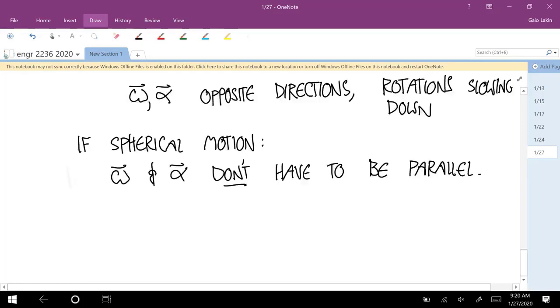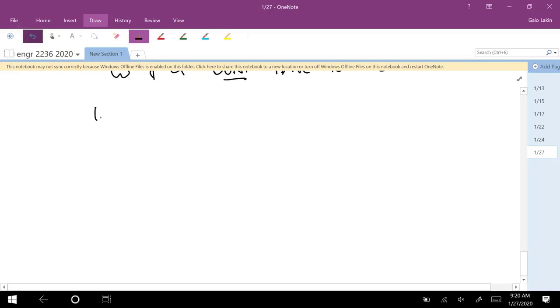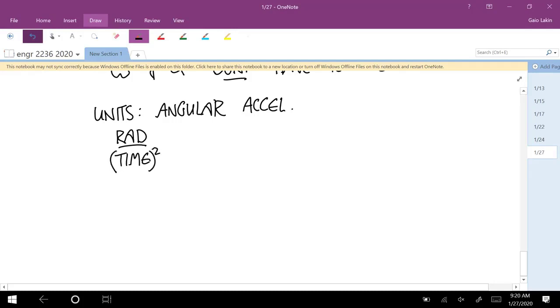Now that we have all that, let me give the units. So the units for angular acceleration are radians over time squared. And that means that the SI units are radians per second squared, or you can think of it as just 1 over second squared.